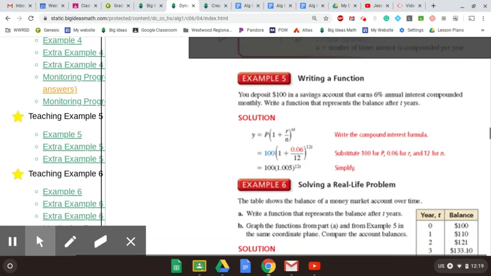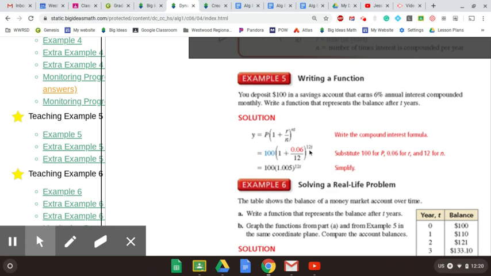Let's look at example 5. You deposit $100 in a savings account that earns 6% annual interest compounded monthly. Write a function that represents the balance after T years. So we're going to start with the formula. The P is the principal. That's the initial amount that we're going to start with. That's $100. Notice we still have 1 plus. Our R is that 6% annual interest. That's 0.06 as a decimal. It's being divided by N, and because it told us we're compounding monthly, that's 12 times per year. So we're dividing by 12.